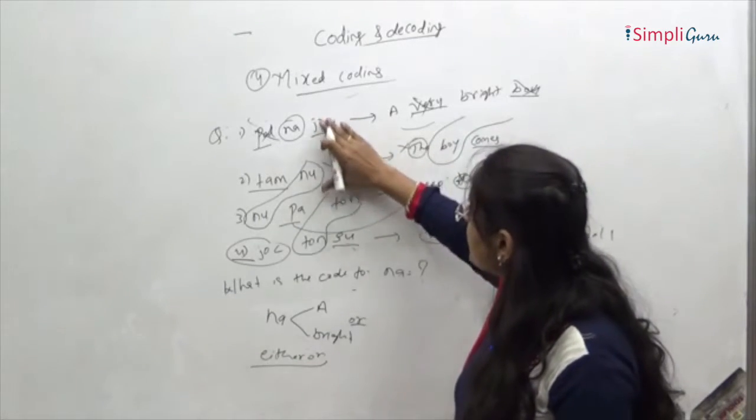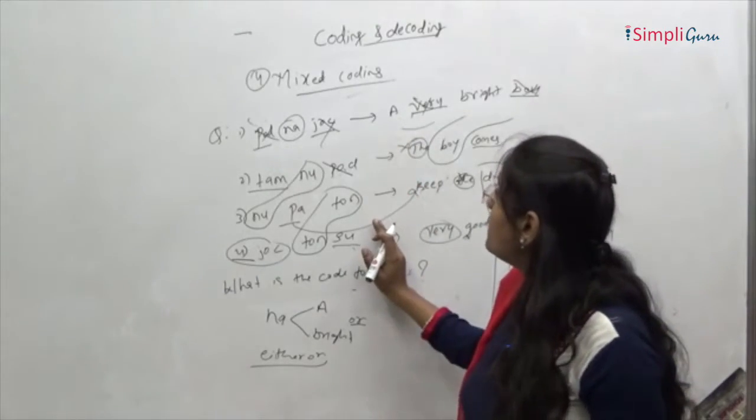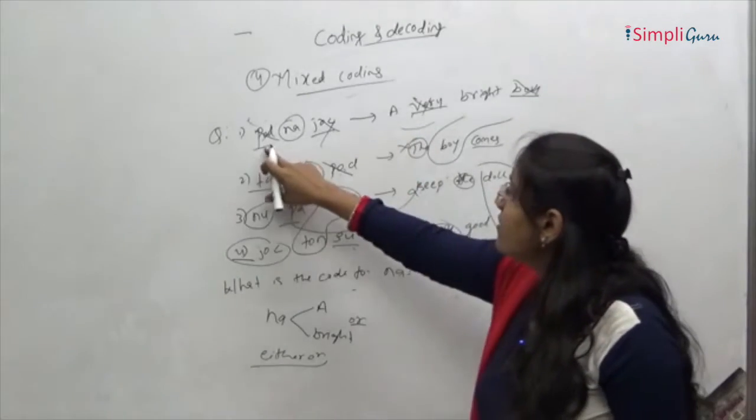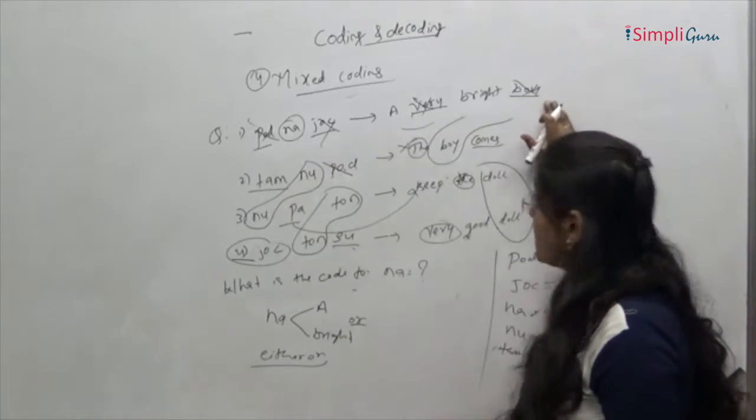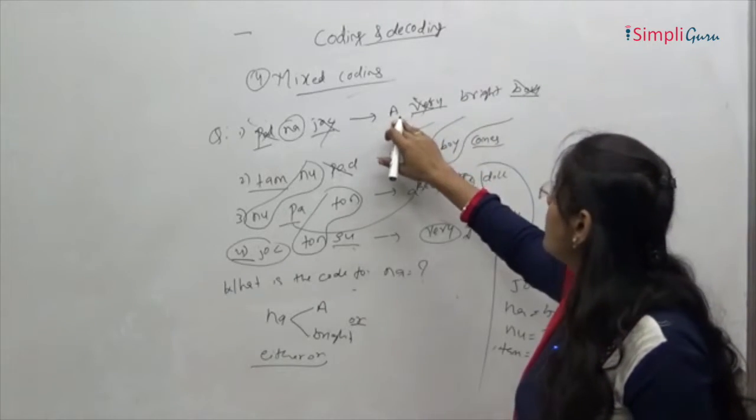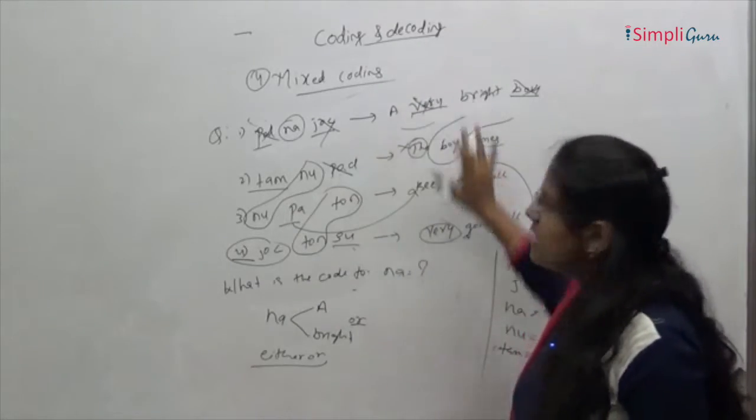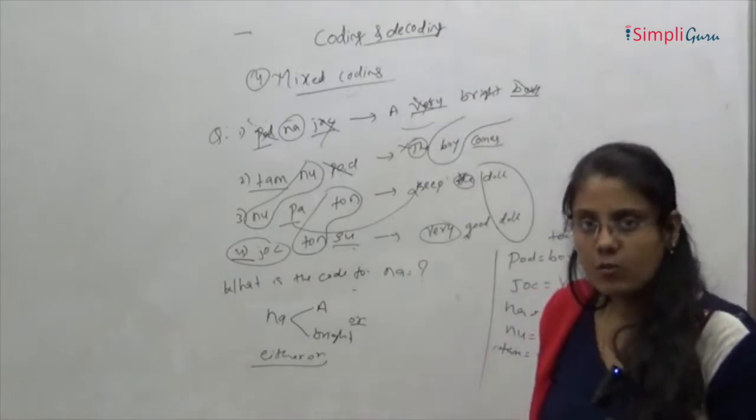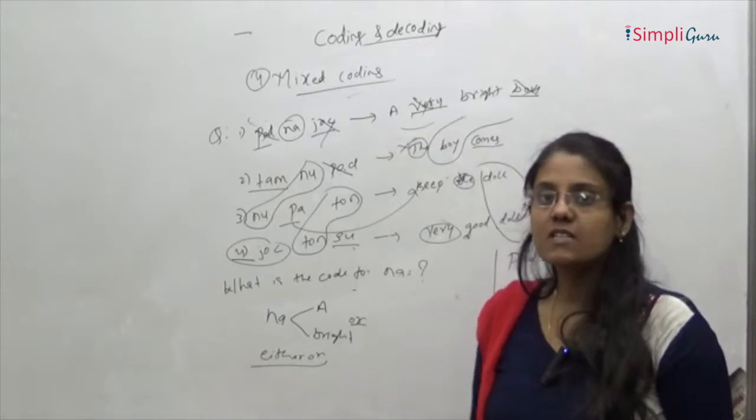Sometimes rather than giving words or a statement on both sides, on one side they will give numbers. Like instead of giving pod na jock, they will give you 135. On the right hand side they will give a sentence only, and on the left hand side they will give numbers. This is another possibility of asking a question from the mixed coding.